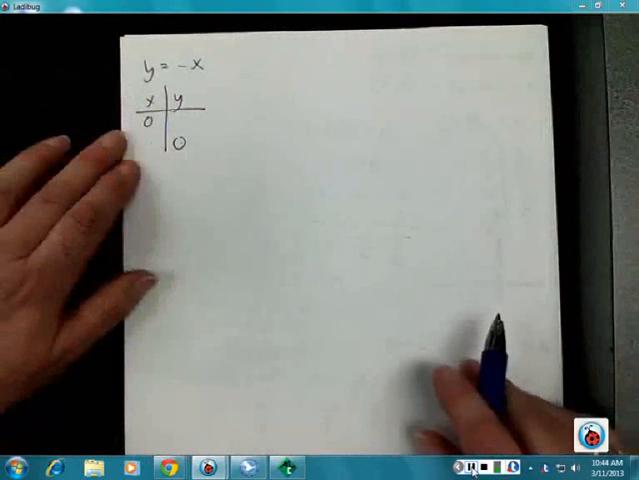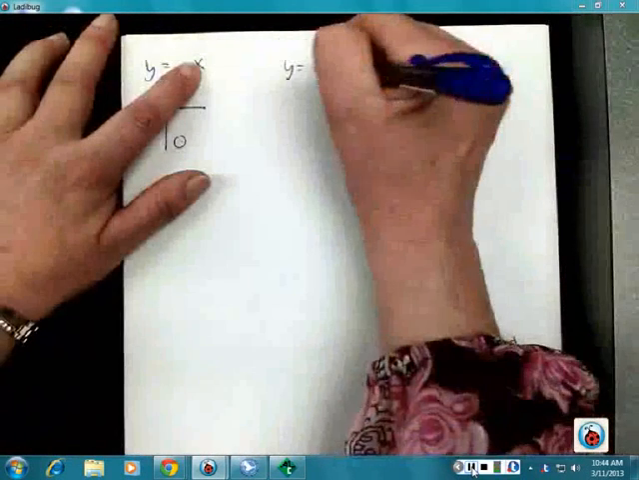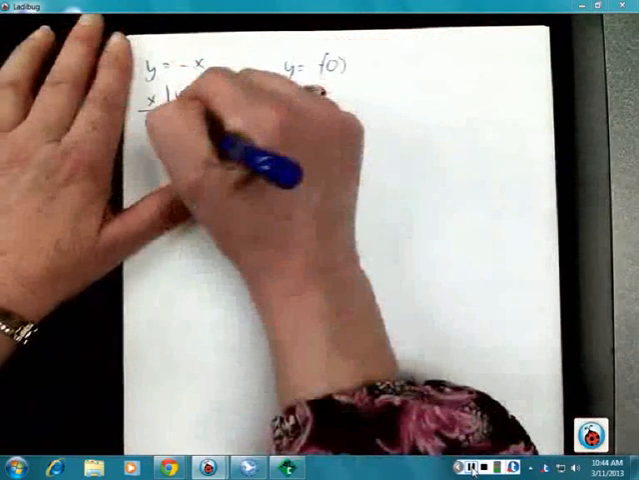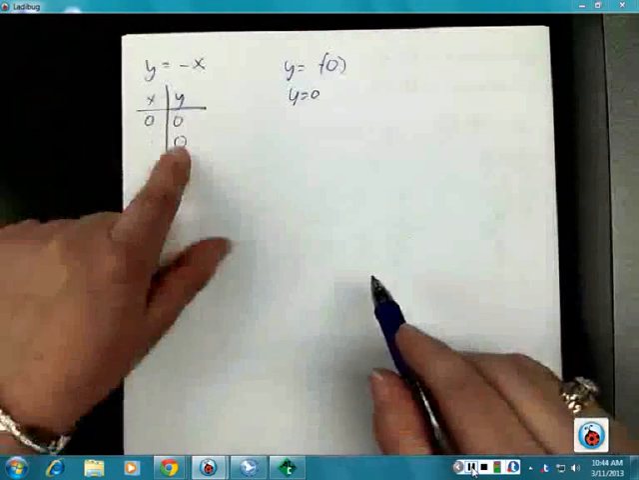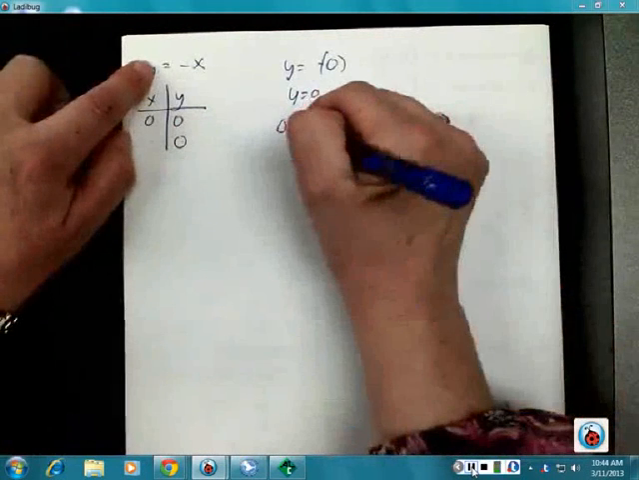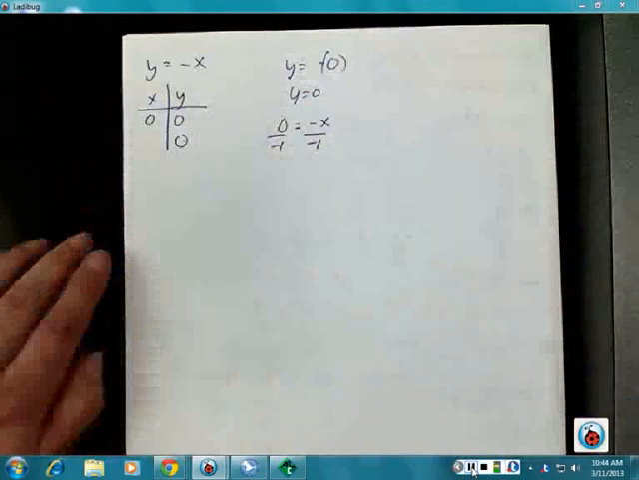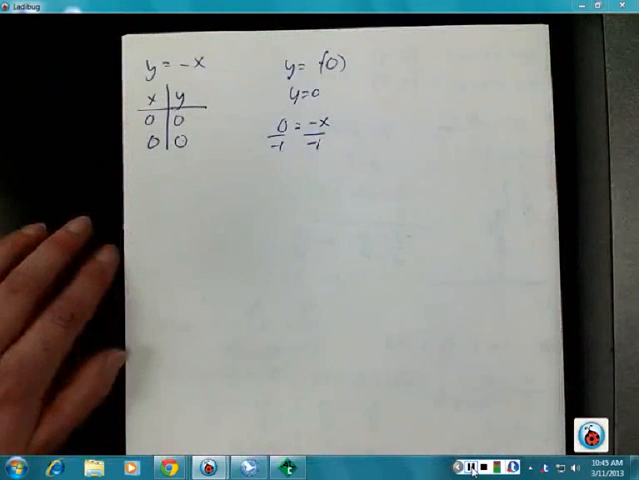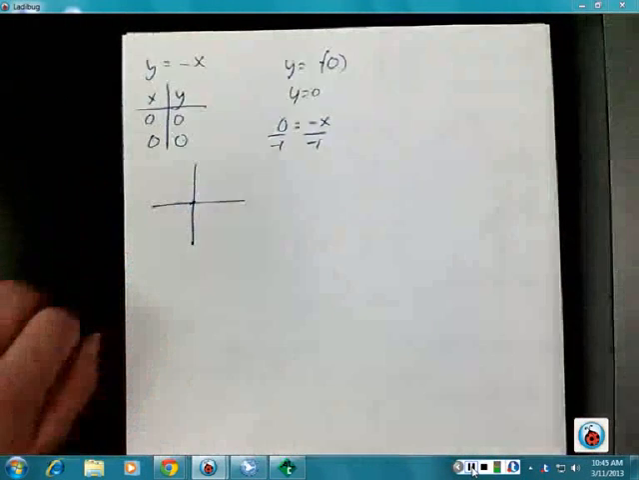So what happens? 0 in for X. So Y equals 0. Great. But what also happens when I put 0 in for Y? Did I get 2 points? I got 1, don't I? All I have on my graph is I've got the origin plotted twice.